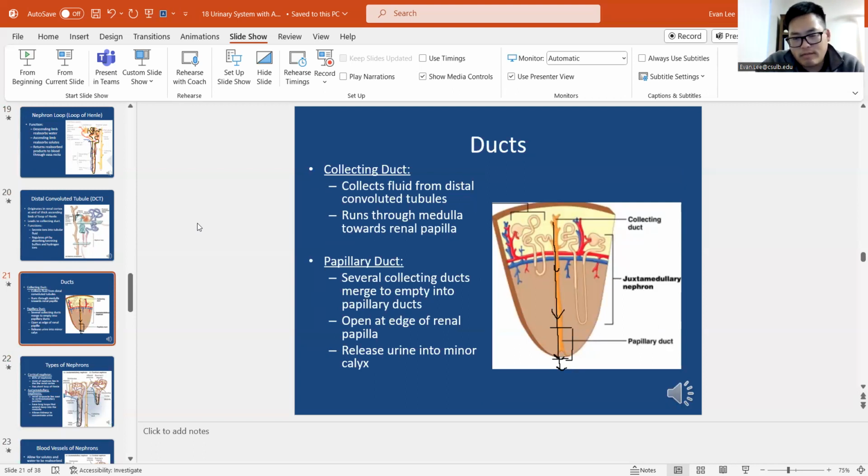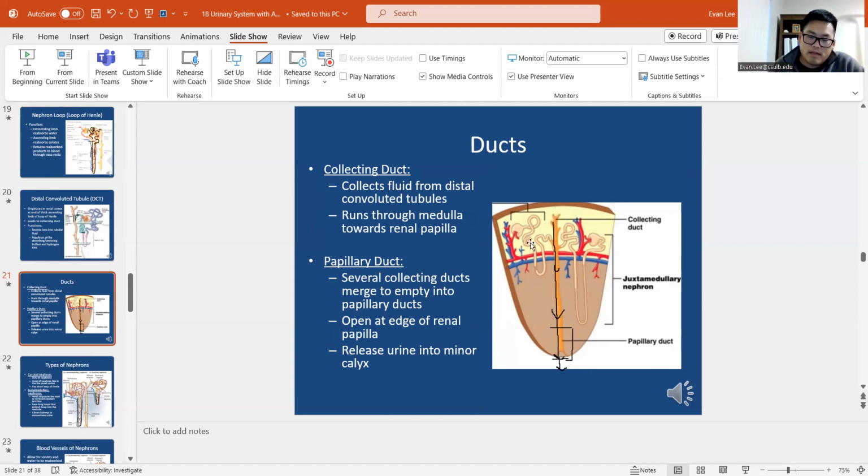Now, finally, we lead to this really long tube, which actually has a bunch of nephrons connected to it. This is where everything collects, and this is called the collecting duct. So the collecting duct you can see traveling straight down through the kidney, all the way from the cortex, through the medulla, and then finally even into the papilla, where it leads to, as its name suggests, the papillary duct.